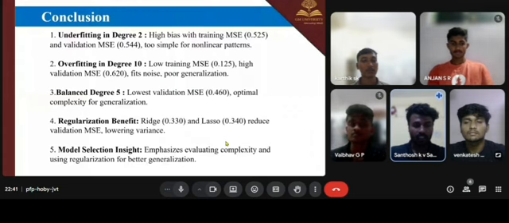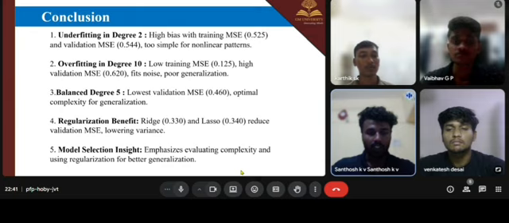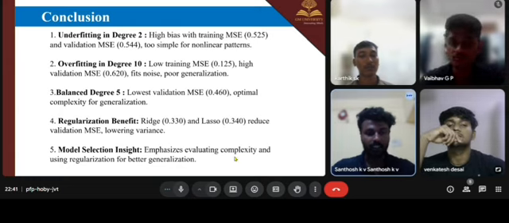Regularization benefit: ridge 0.330 and lasso 0.340 reduce validation MSE, lowering variance. Model selection insight: emphasize evaluating complexity and using regularization for better generalization.